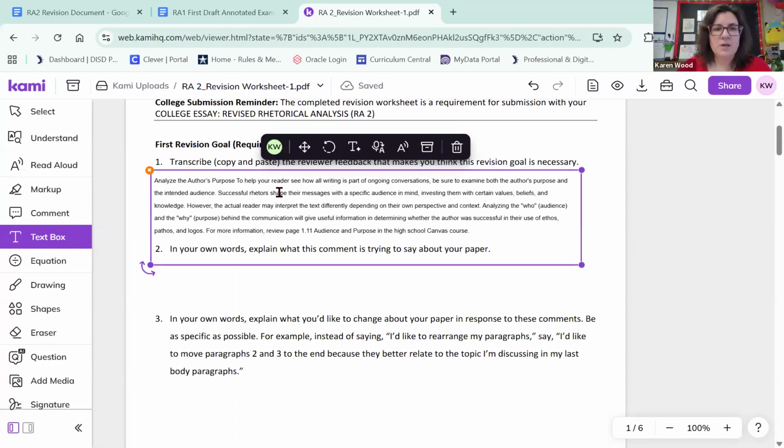Analyze author's purpose to help your readers see how all writing is part of an ongoing conversation. So that's that larger context. Be sure to examine both the author's purpose and intended audience. Successful writers shape their message with a specific audience in mind, investing them with certain values, beliefs, and knowledge. However, the actual reader may interpret the text differently depending on their own perspective and context. Analyzing who and why behind the communication will give useful information in determining whether the author was successful in their use of ethos, pathos, and logos. For more information, review page 1.11 on the high school course.